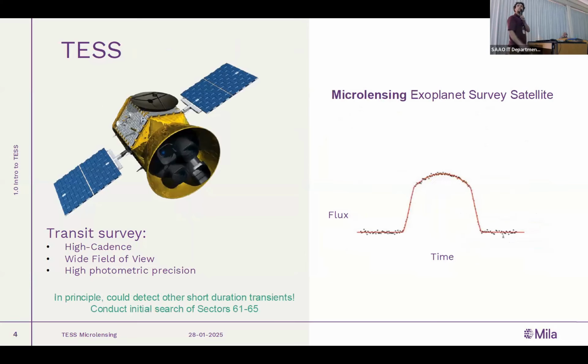But as you'll notice, this makes it in principle sensitive to other short duration transients, notably potentially microlensing on short duration scales. So to explore this idea in a little bit more detail, we conducted an initial search of sectors 61 through 65 in TESS, which currently has a little over 70 sectors of data. And I'll walk you through a little bit of what that pipeline looked like.